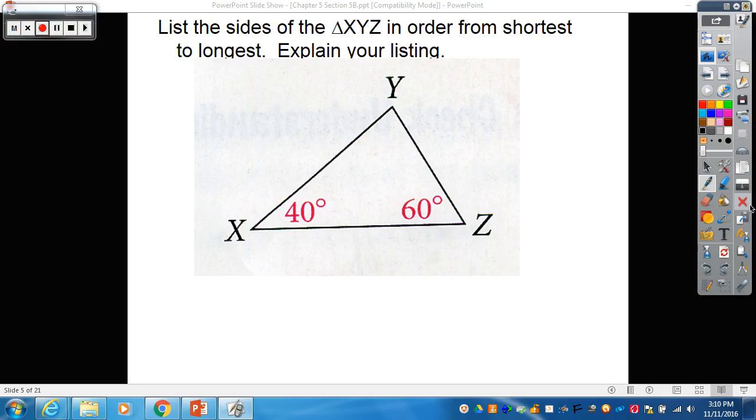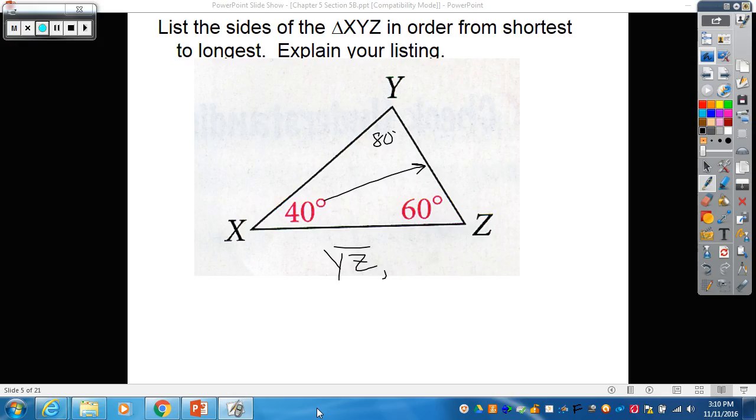All right. Hopefully you paused your computer and figured out that this angle is going to be 80 degrees, because if I take 100 from 180, I've got 80 left over. Now from there, I look up at my picture and see that this is a 40-degree angle. So I know that YZ is going to be my shortest side length.